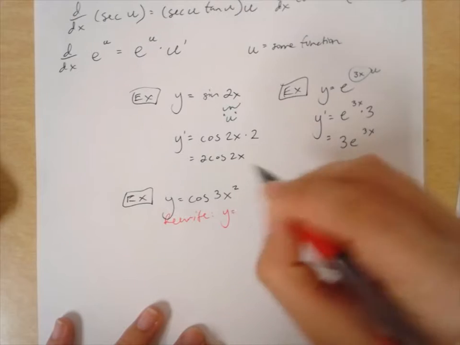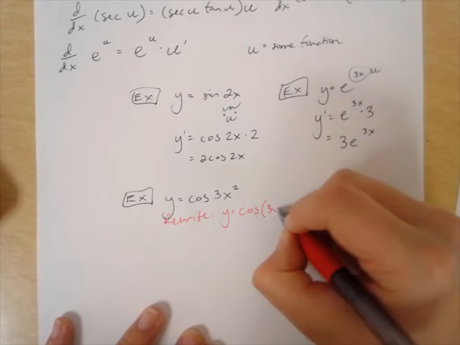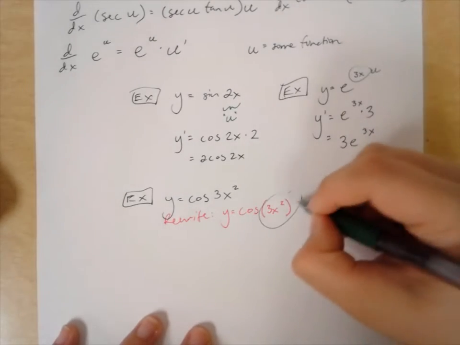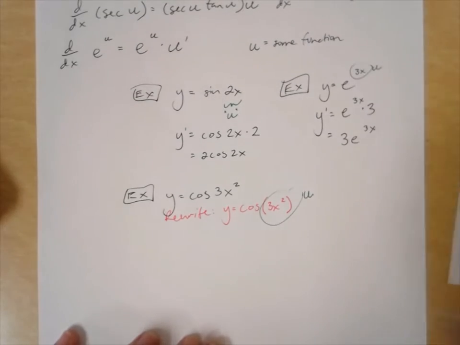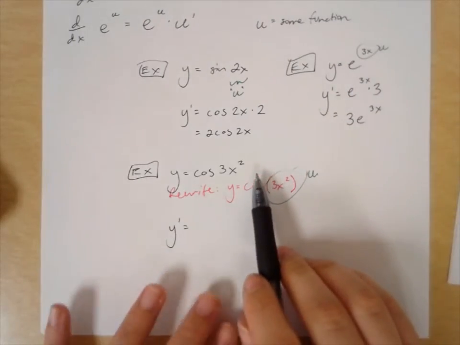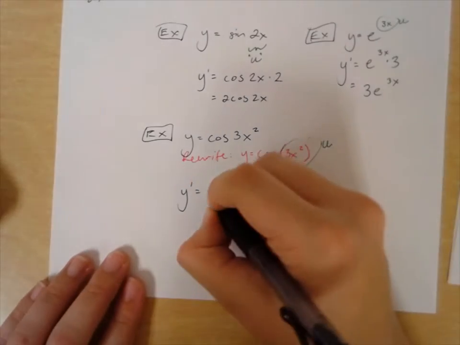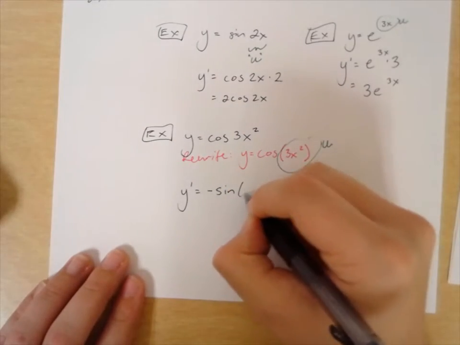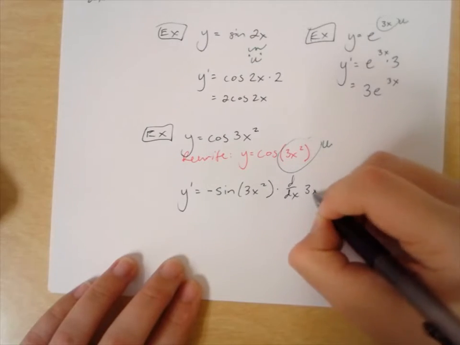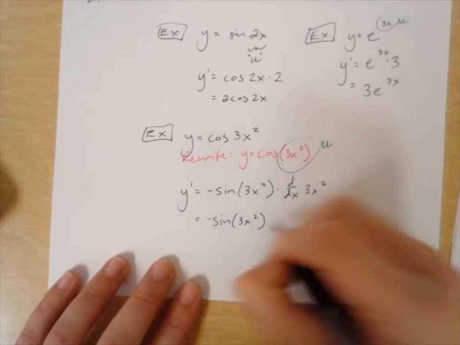That y equals cosine of 3x squared. Okay, now this is a lot easier to see what u is. Here's u. And so when we write y prime, we use the cosine rule, which says negative sine u times the derivative of u: negative sine of 3x squared times the derivative of 3x squared. So we get negative sine 3x squared.